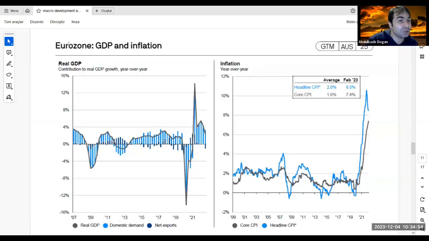Let's take a look at the Eurozone. This is the Eurozone GDP and inflation. As you see here, I have real GDP growth for approximately 15 years for the Eurozone, the black line showing the real GDP growth.